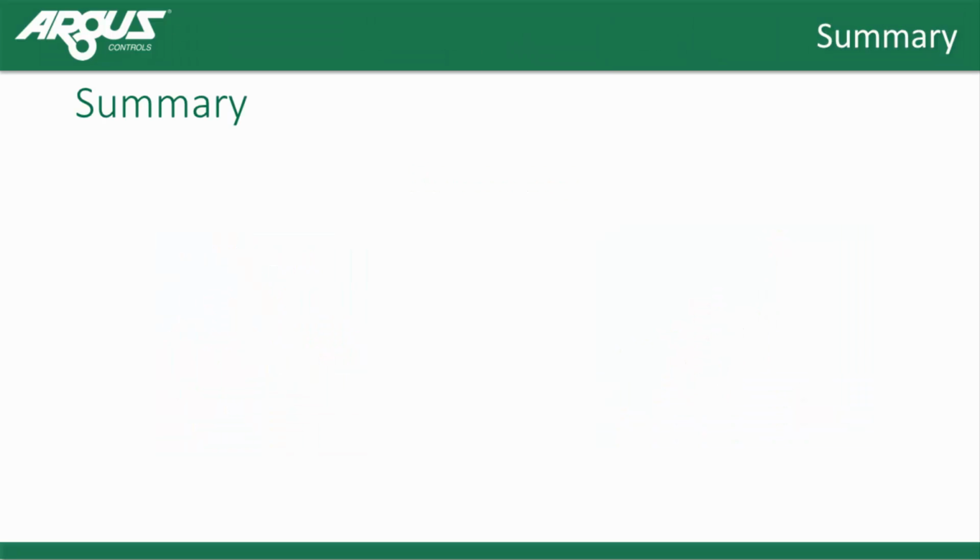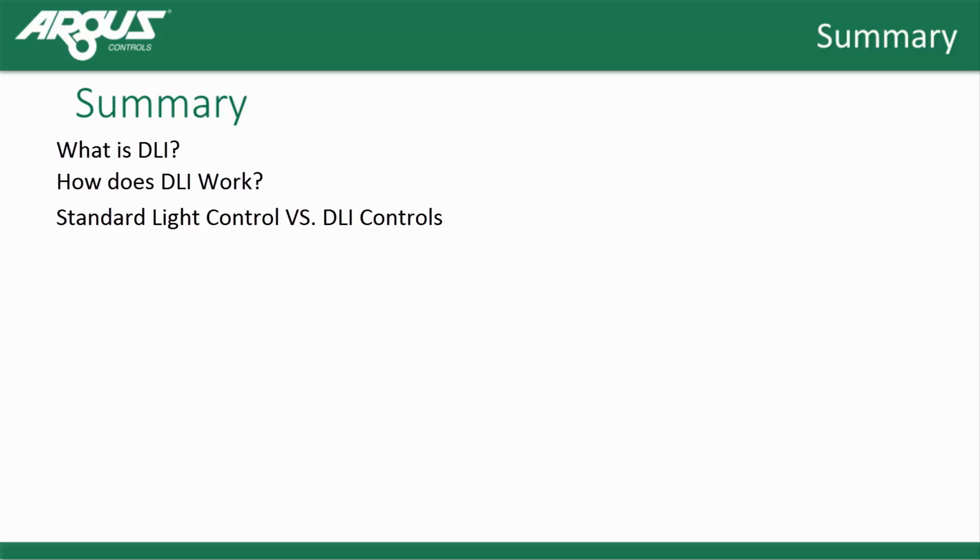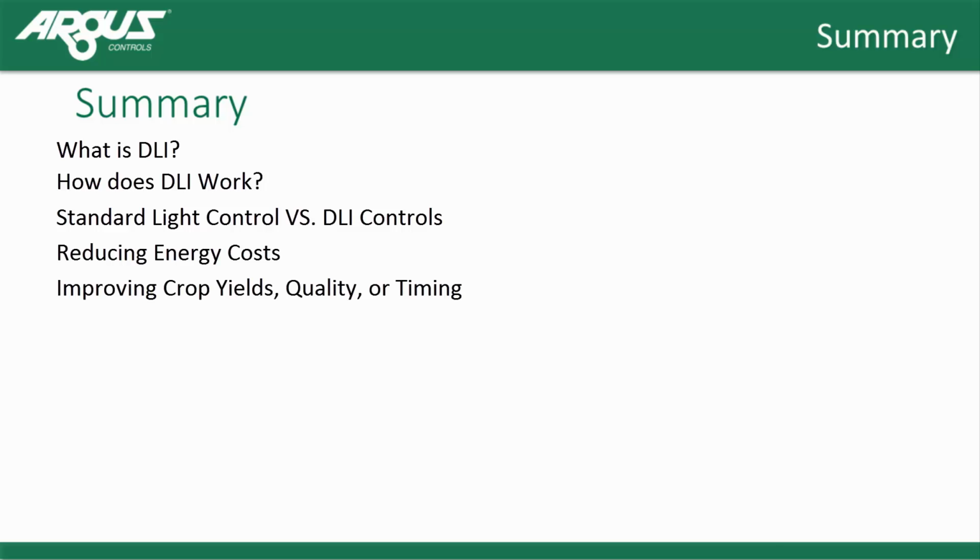The topics we've covered today include: what is DLI? How does DLI work? Standard lighting control versus DLI controls. Reducing energy costs. Improving crop yields, quality, or timing. Summary. And a short quiz.